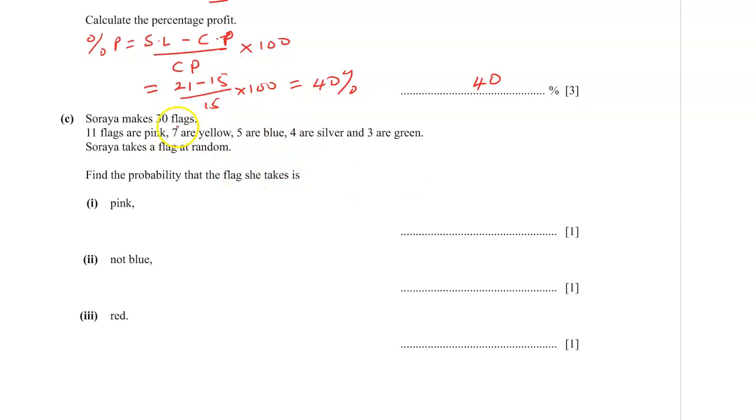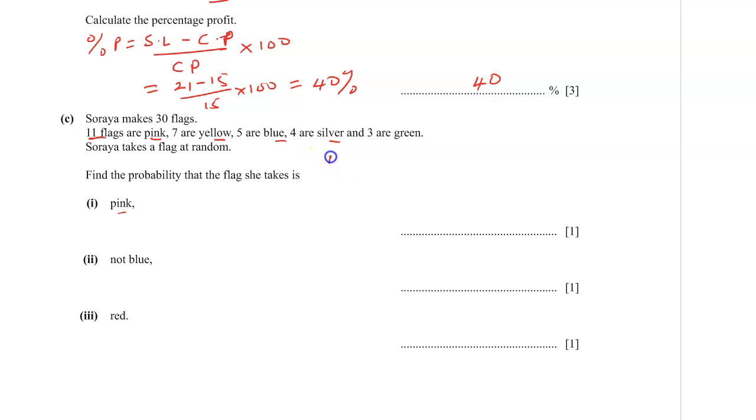Soraya makes 30 flags. 11 flags are pink, 7 are yellow, 5 are blue, 4 are silver, and 3 are green. Soraya takes a flag at random. Find the probability that the flag she takes is pink.